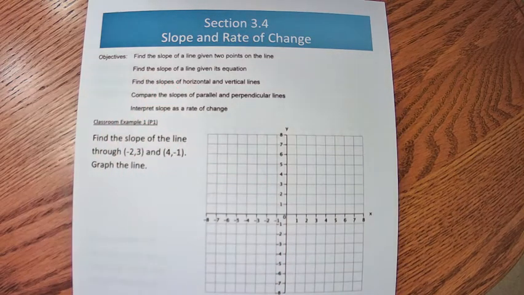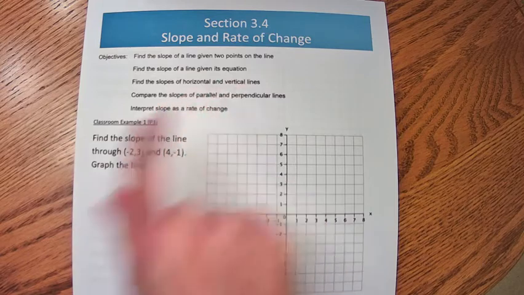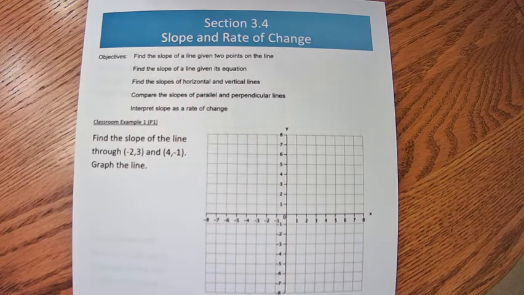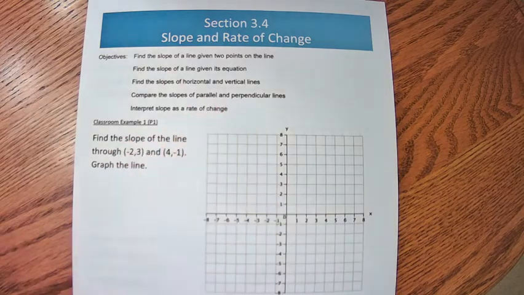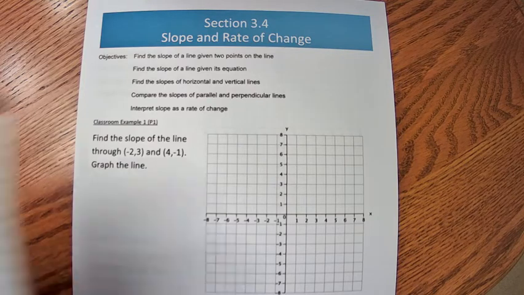We'll learn how to find the slope of a line if you're given the equation of a line in a certain format. And then, of course, we need to know how to find the slopes for a horizontal and a vertical line. And then, how do slopes compare for parallel and perpendicular lines? And then, what is slope as it relates to a rate of change?